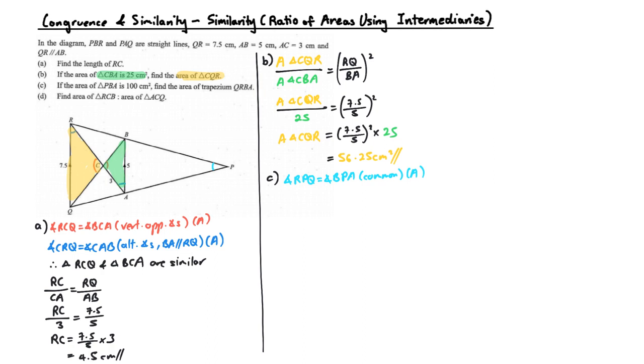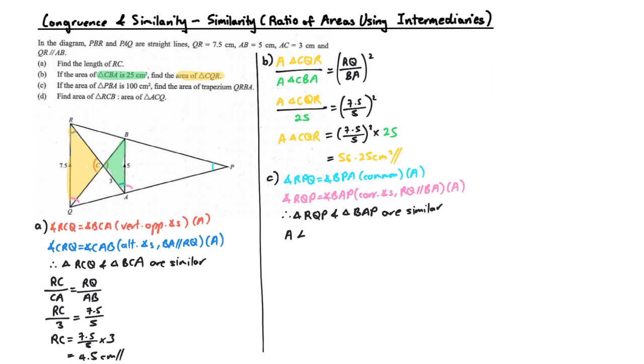That's the first A. Then to prove the next one, you say that this angle is the same as this angle because they are corresponding angles. So angle RQP equals angle BAP, corresponding angles because RQ is parallel to BA. So that's the second A. Therefore, triangle RQP and triangle BAP are similar.